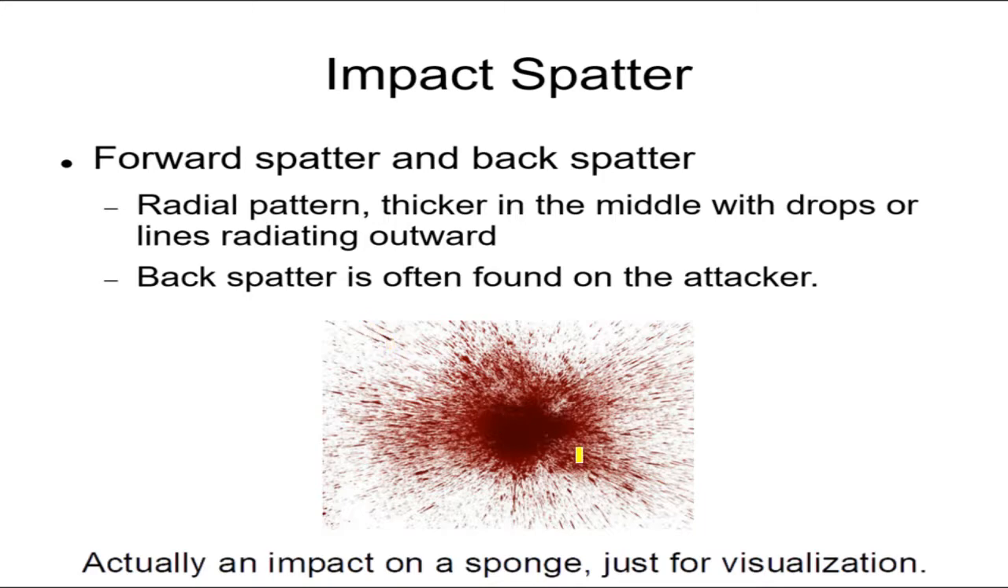It was hit at an angle. But anyway, that is impact spatter. And sometimes back spatter is found on the attacker, and you can actually connect the attacker, a suspect. If you find blood on him from the victim, you can show that this person is the attacker.